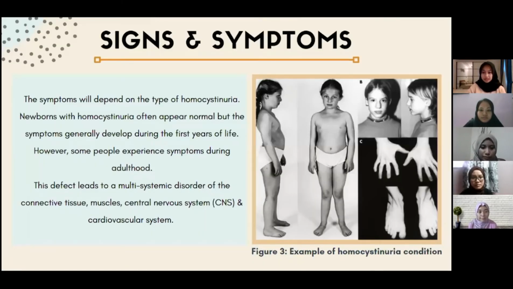Okay, next are the signs and symptoms. The symptoms will depend on the type of homocystinuria. Usually a newborn with homocystinuria appears normal, but the symptoms generally develop during the first year of life. However, some people experience symptoms during adulthood, so this may lead to a multisystemic disorder of the connective tissue, muscle, central nervous system, and also the cardiovascular system.